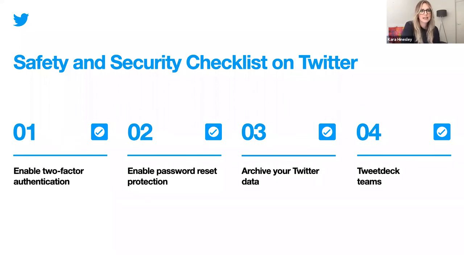So one of the key things that we're encouraging, and we're actually making this more and more mandatory for especially world leaders, is two-factor authentication. If you don't have it turned on, it's super easy. There are all of the steps at our help center, help.twitter.com. But you can either turn it on with a secondary login method. So it can be a login code.